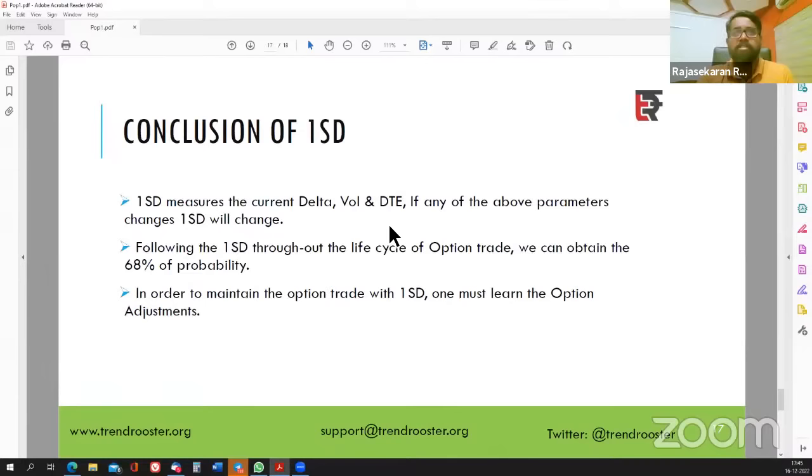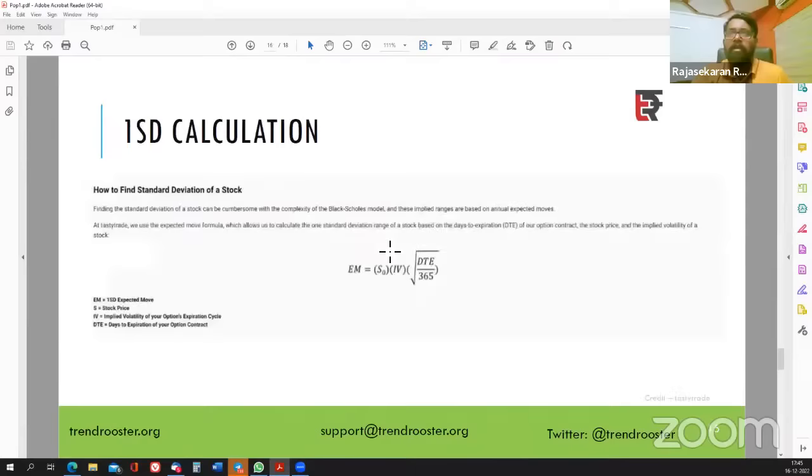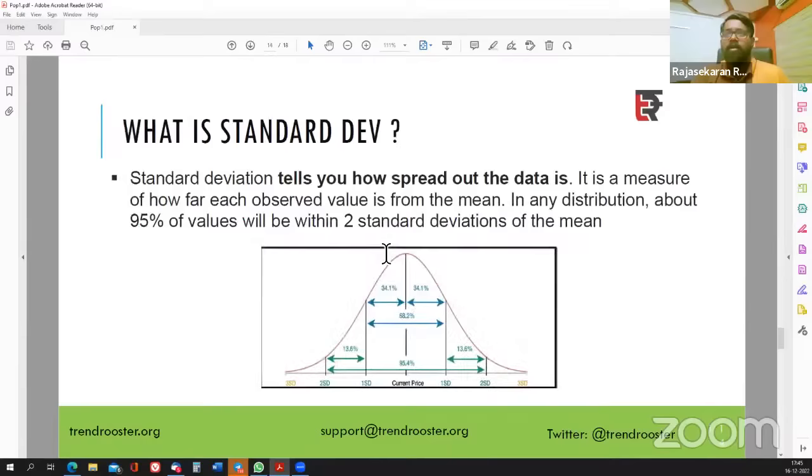Adjustment is not part of it. This is only demystifying. If I go to adjustment, that becomes strategies. Okay. So how many demystifying sessions did we do so far?